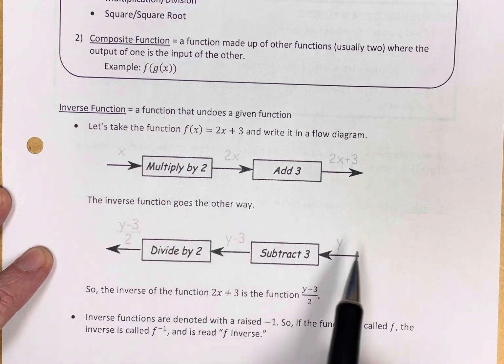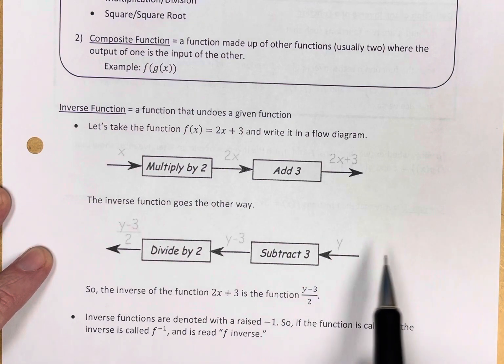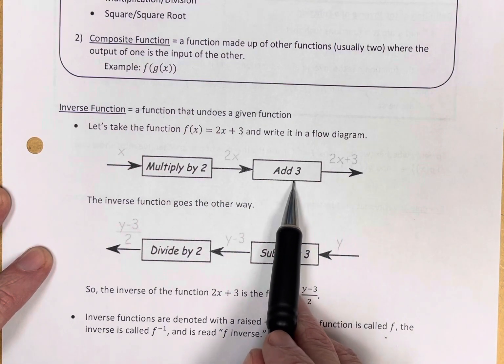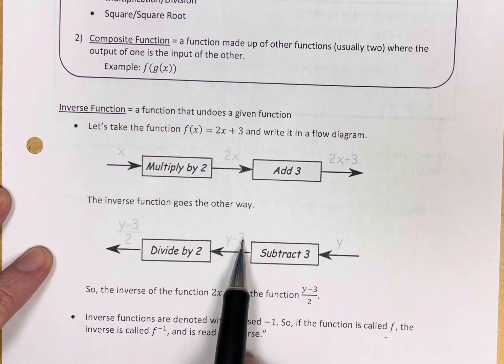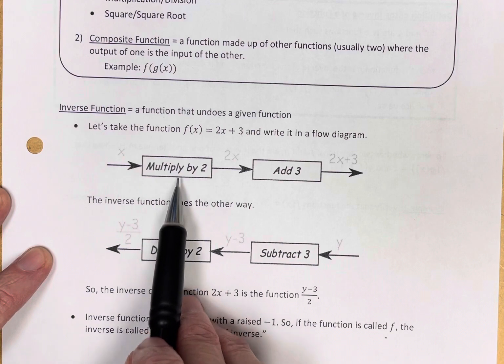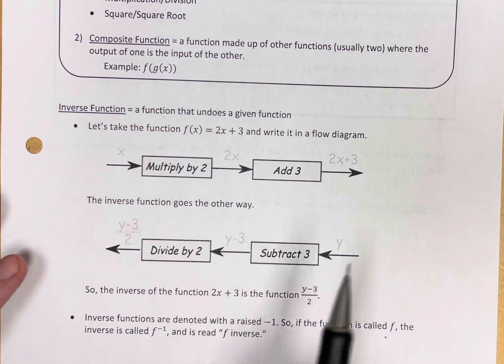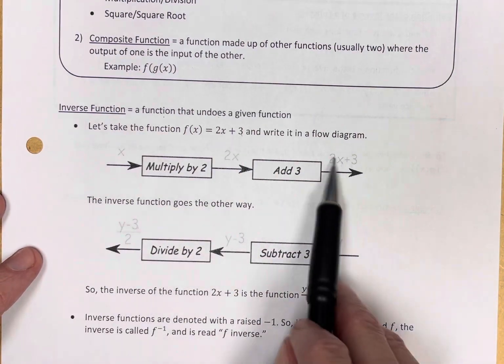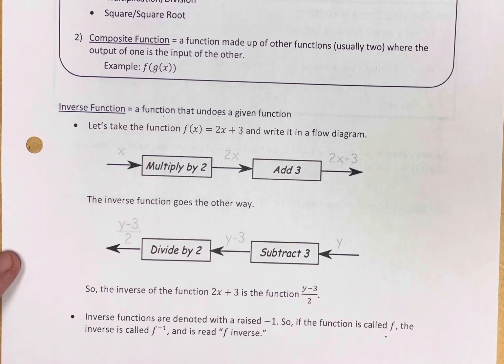The inverse function simply goes the other way. So suppose we put the y in from the other side. Instead of adding 3, we would subtract 3. Out would come y minus 3. And then instead of multiplying by 2, we would divide by 2. And out would come y minus 3 divided by 2. So that's a flow diagram method of showing the inverse of the function 2x plus 3 is undone by the function y minus 3 divided by 2.